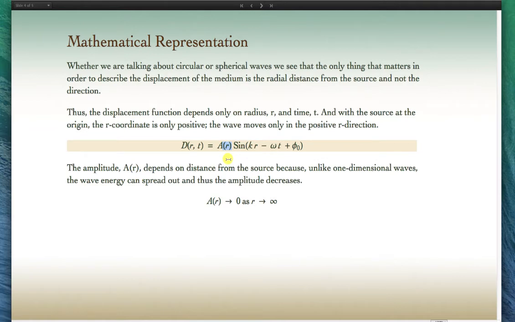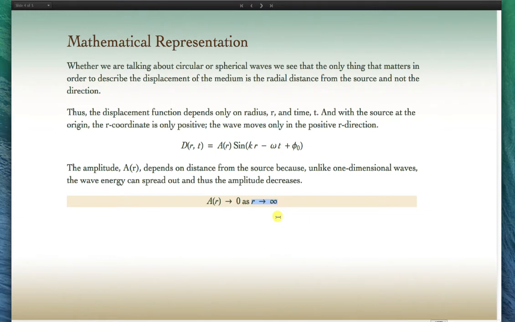And it could be in many different complicated ways that this amplitude is a function of radius, but in general, the amplitude, I should say, goes to 0 as the radius goes to infinity. So the further away you are from a source of light, for example, or a source of sound, it makes sense that the amplitude goes to 0 because the sound or the light is dimmer or quieter the further away you are. The amplitude is getting smaller and smaller because these are not one-dimensional waves.